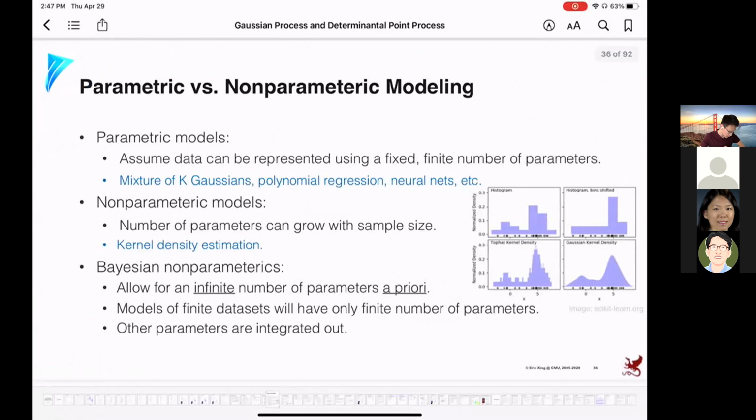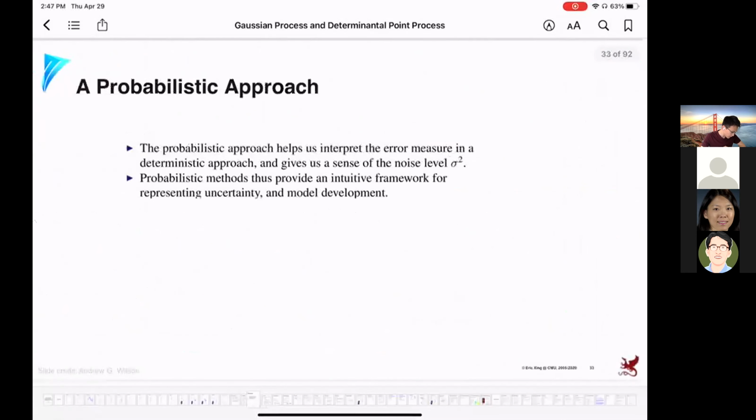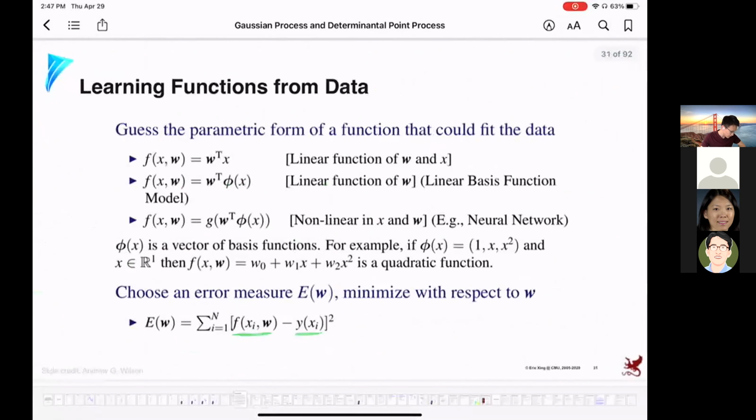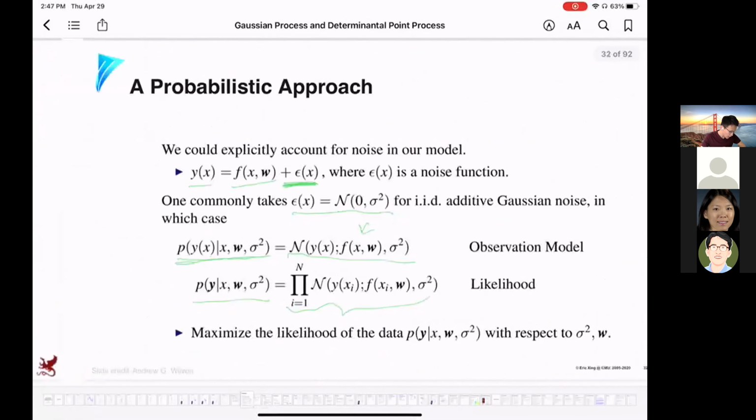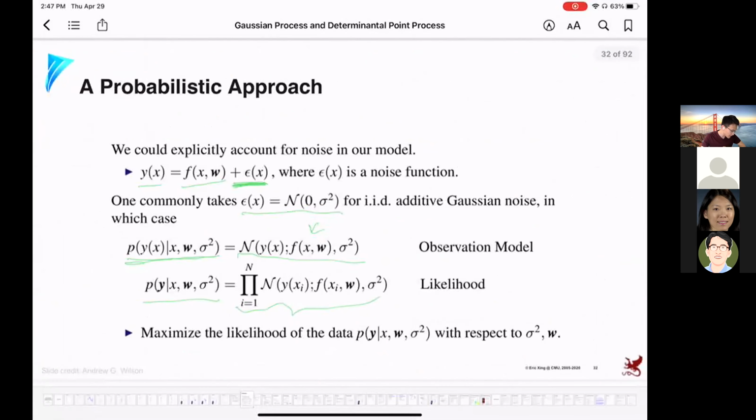So the third, so maybe slow down a little bit. We have introduced this regular modeling approach based on the loss function. We have introduced a probabilistic approach based on the likelihood.